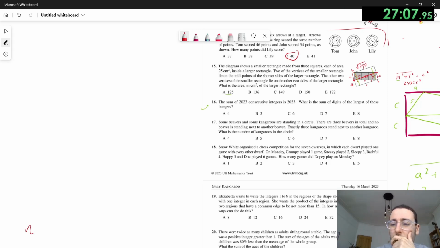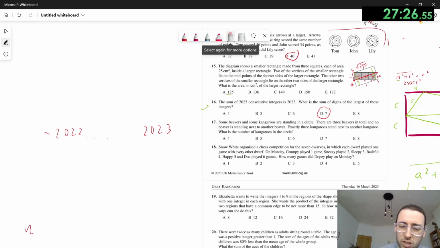I feel like it's just 2023. I feel like it's just this. Because I feel like if you start from minus 2022 and you go up to 2023. No, that's way more than 2023 consecutive integers. Oh, that's way more. How do I get to 2023? I kind of want everything to cancel and only be left with this.